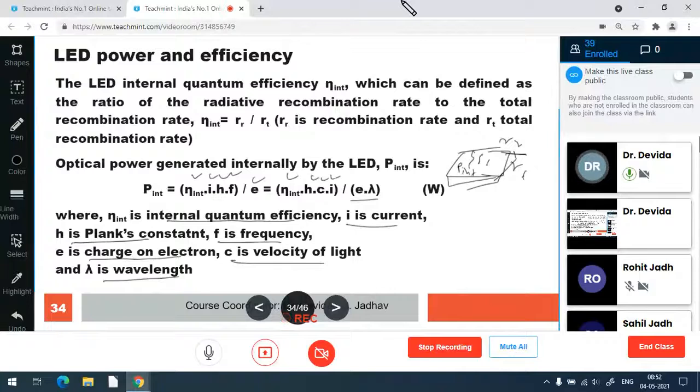Based on this, tomorrow or the day after tomorrow, we will be solving the numericals also. Then we'll understand the formula further.